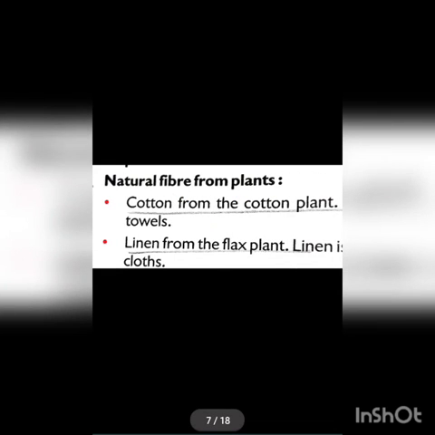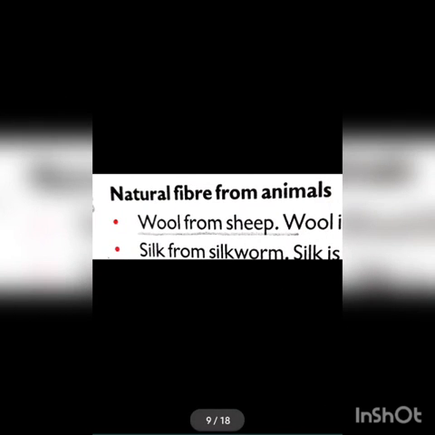Second question, give two examples of natural fiber obtained from plant. Natural fibers from plants. First one is cotton from the cotton plant, linen from the flax plant. Third question, give two examples of natural fiber obtained from animals. Answer, natural fiber obtained from animals are, first one is wool from sheep, silk from silkworm.